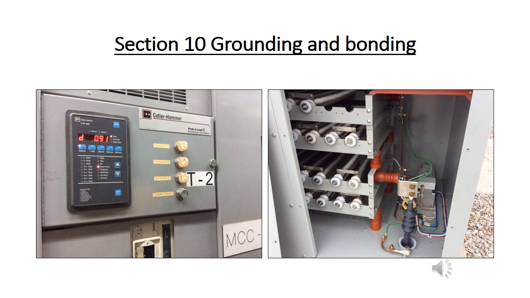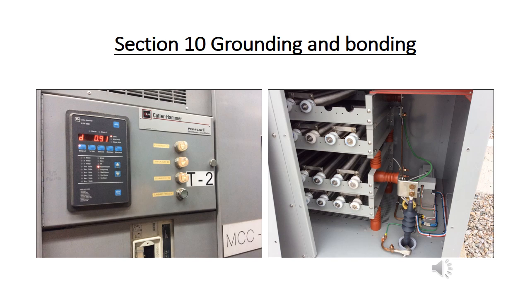Section 10. Please turn to page 112 of your Canadian Electrical Code book. Section 10, Grounding and bonding. Just for your information, the photo on the left is ground fault indicating lights installed on a Delta system.